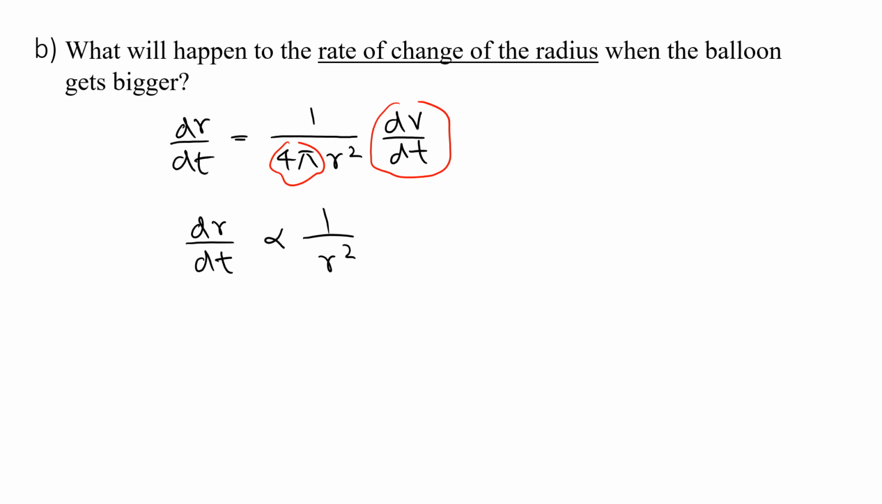So this is what we call the inverse squared law. It's a very common situation in sciences. What it says is that when r gets bigger, and you can see because of the denominator, dr over dt gets smaller. This is exactly what we see in nature. When we blow a balloon, you can see that at the beginning it grows really fast, but later it's going to slow down.